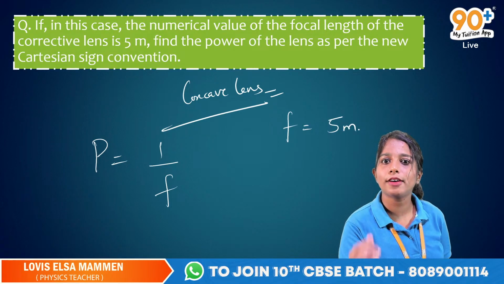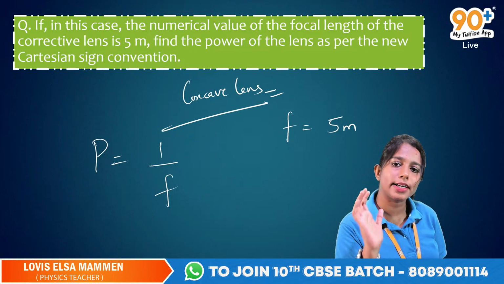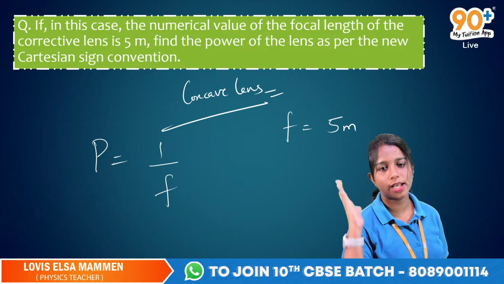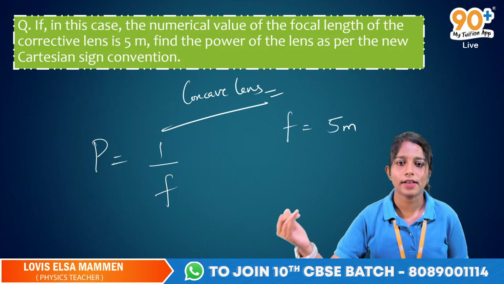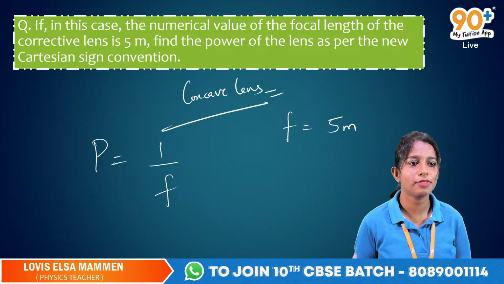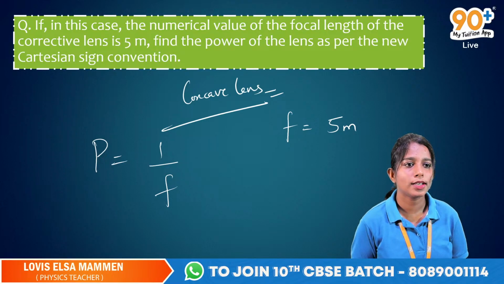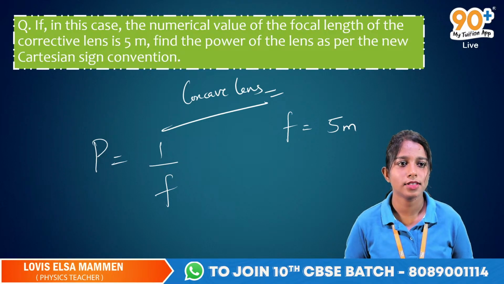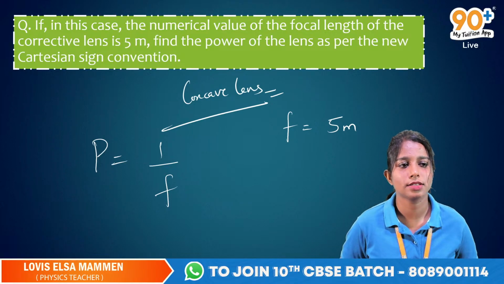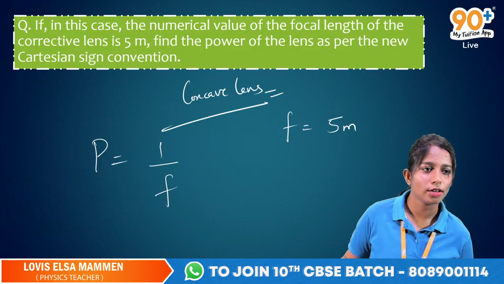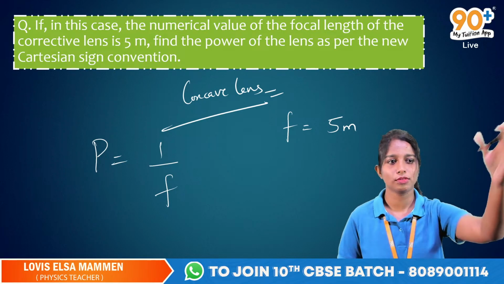Find the power of the lens as per the new Cartesian sign convention. My question is very simple. Is the focal length 5 meters? Is it 5 meters, everyone? Is it yes or no? Jesslyn, it's a big no.